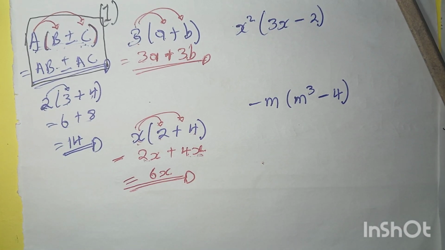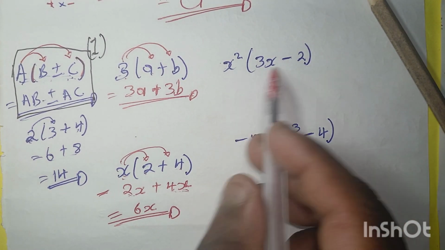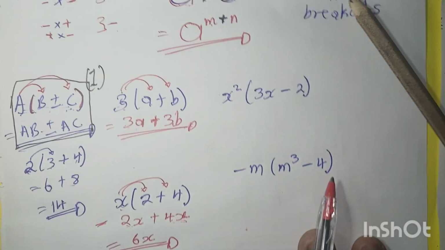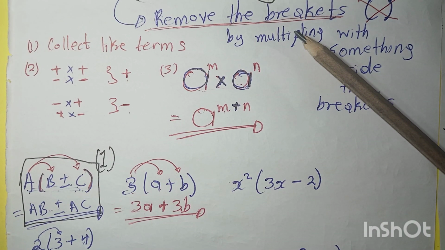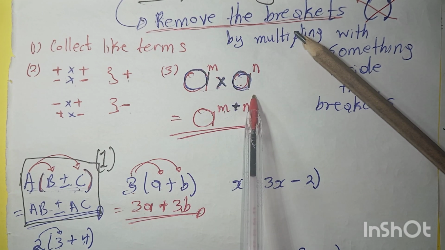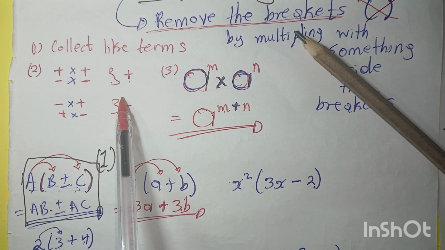Symbol like this. And now what about this one? So this one now you should know all the rules. Here you collect like terms, you apply the rule, and you should know the sign.